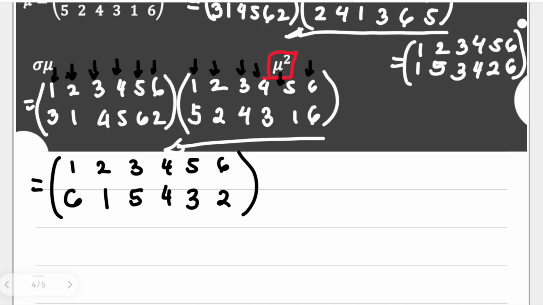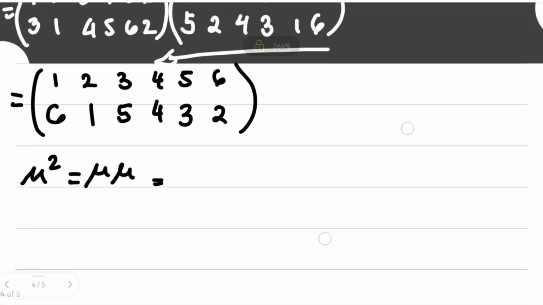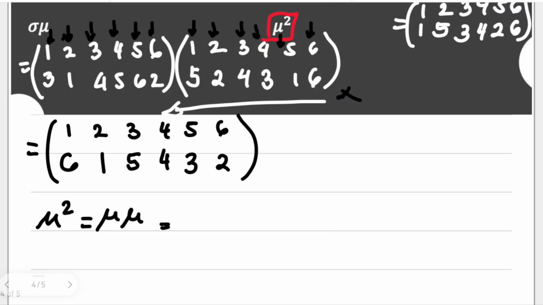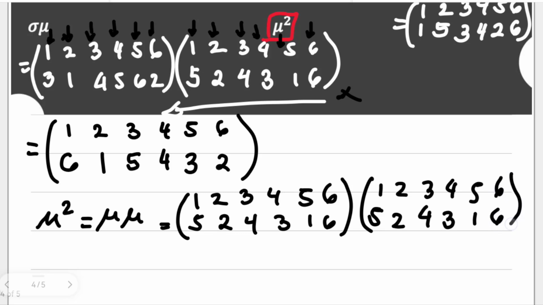For the last item, we have the square of mu. Of course, we know what that means. It's just mu times mu, the product of two mu's. So 1, 2, 3, 4, 5, 6 maps to 5, 2, 4, 3, 1, 6. This will be multiplied by itself: 4 maps to 3, 5 maps to 1, 6 maps to 6.